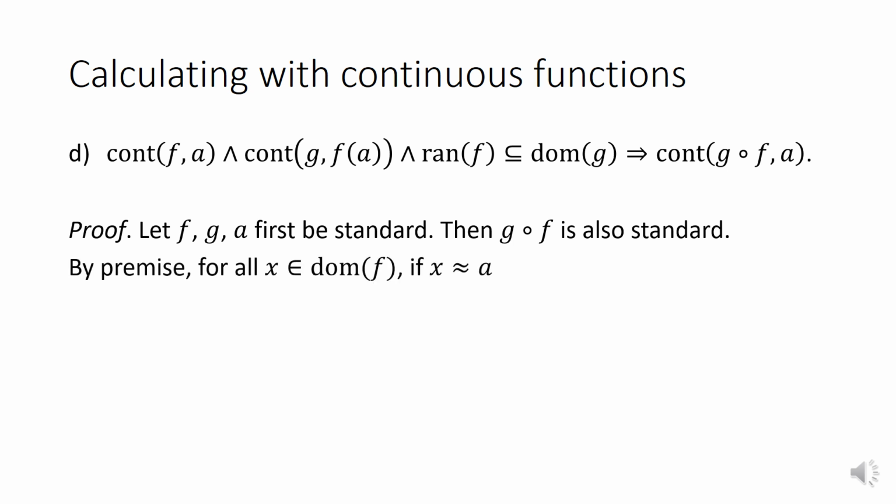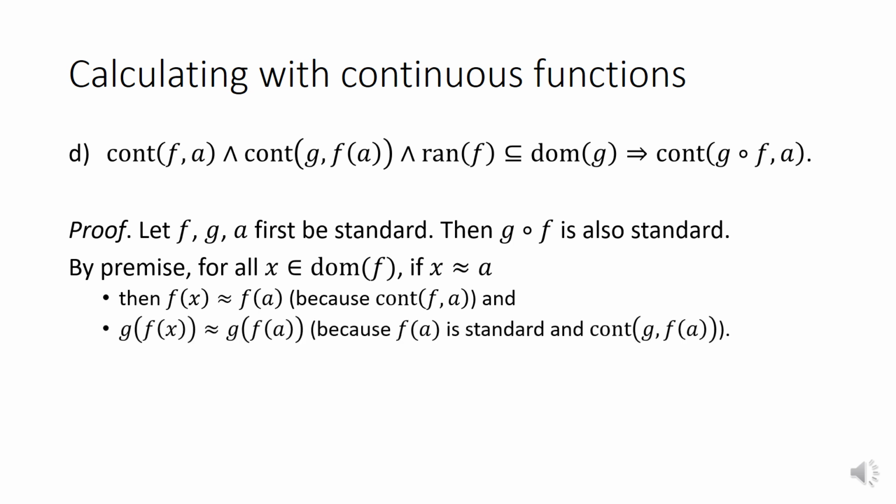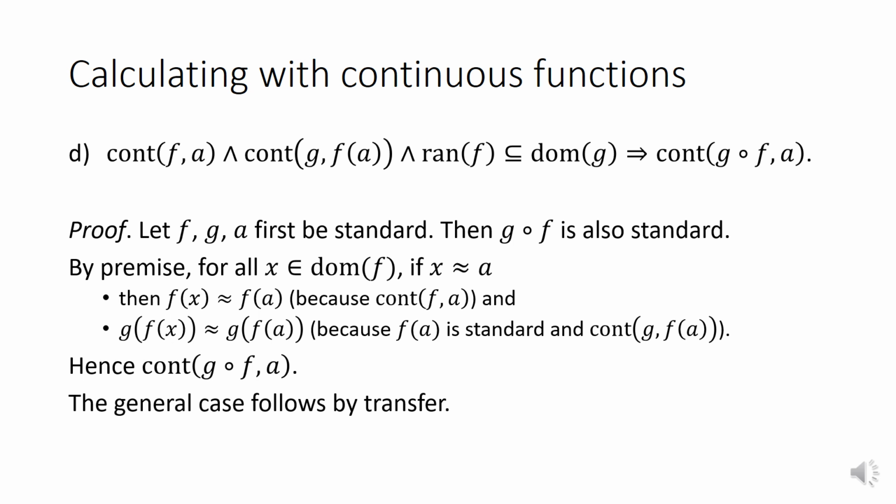By premise, for all x in the domain of f, if x is infinitely close to a, then f of x is infinitely close to f of a, because f is continuous at a. And then g of f of x is infinitely close to g of f of a, because f of a is standard and g is continuous at f of a. Hence, g after f is continuous at a. The general case follows by transfer.